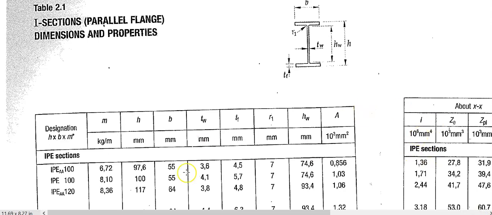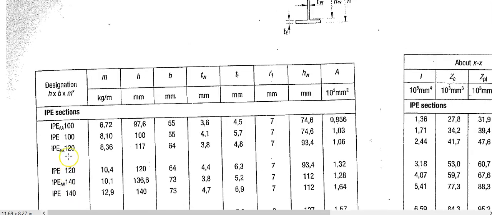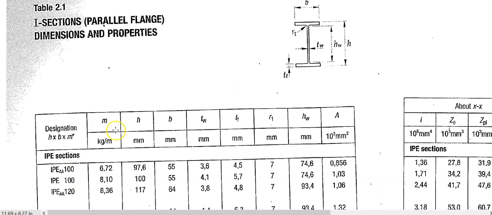Right, so there's an I section, and there's a list of sections with all their names. If we take the first one here, because it's close to the sketch, the height of this particular section, H, is 97.6 millimeters from there to there. The width of the section, little b, is 55. TW is the thickness of the web. We call that vertical piece the web, and it is 3.6 millimeters. The bit at the top and the bottom is the flange, and its thickness is 4.5. And the radius inside there is 7 millimeters, and so on and so on.